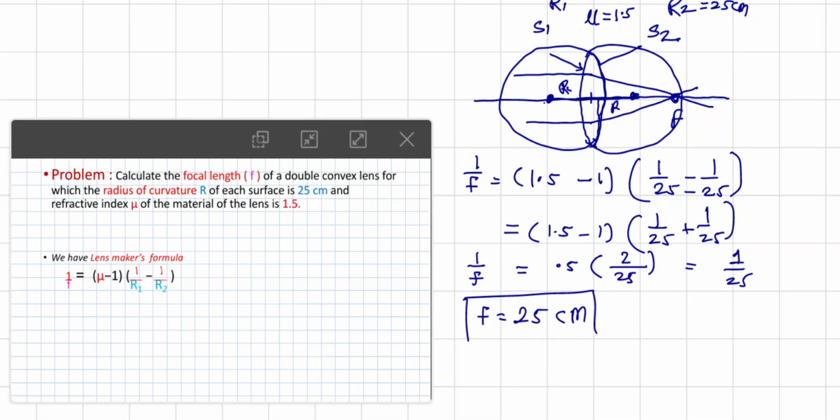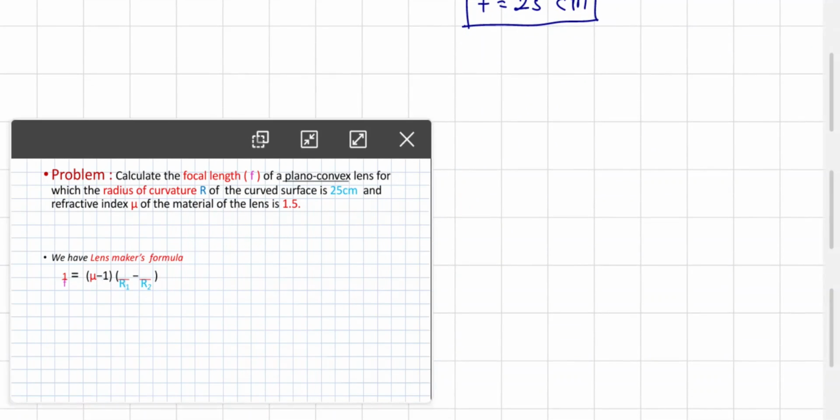So this way you can calculate the focal length while designing a particular lens for a particular focal length. So while considering these kinds of problems, remember that sign conventions are to be remembered. That is a very important thing. So let us consider another problem.